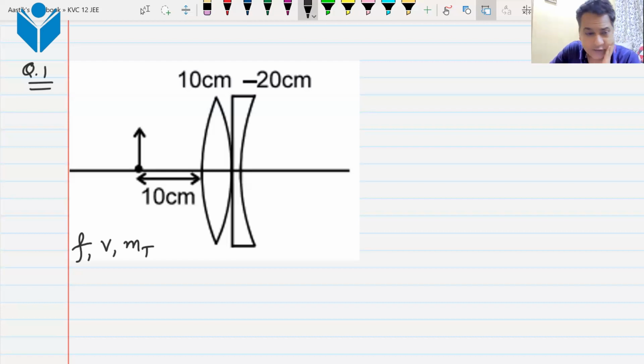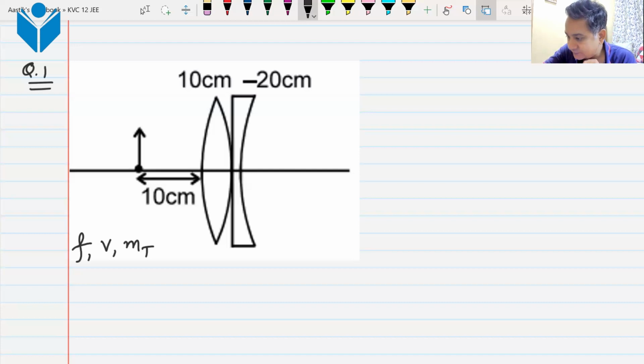Yes, my dear friends, anyone with any answer? Sir, F is equal to plus 20. F is plus 20, correct. Well done. Did you get the value of V? V is minus 20. V is minus 20, absolutely correct.